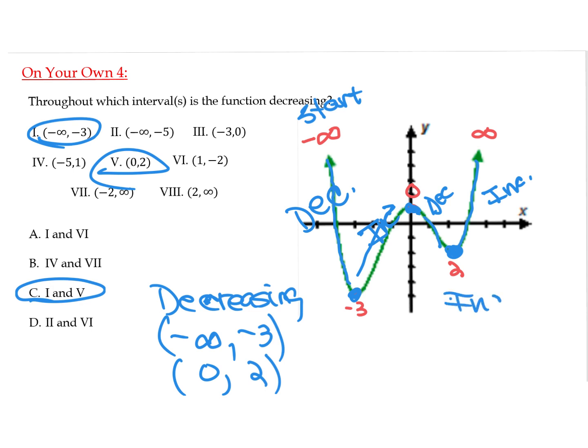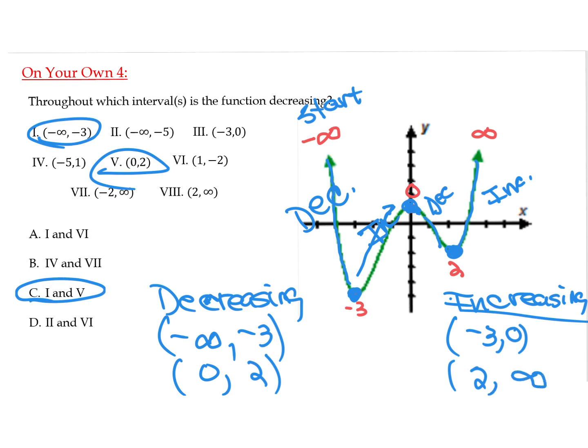The increasing intervals, even though it didn't ask, I'm going to go ahead and list those. The graph is going up starting at -3 and ending at 0. And then the second increasing interval starts at 2 and goes to infinity.